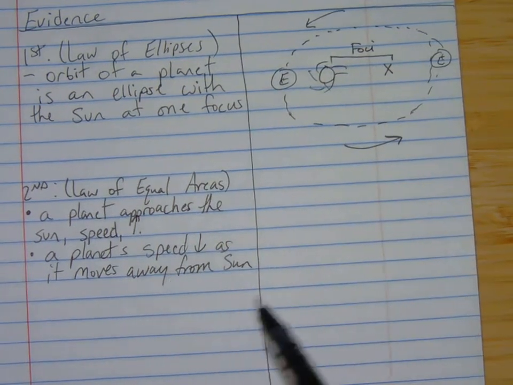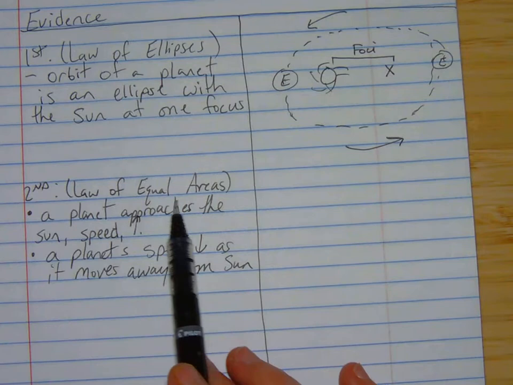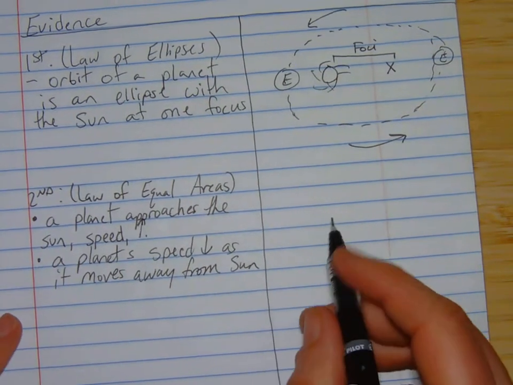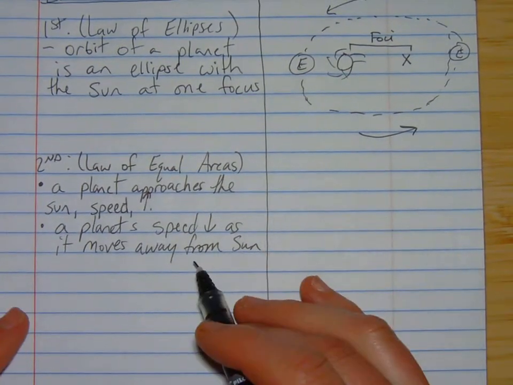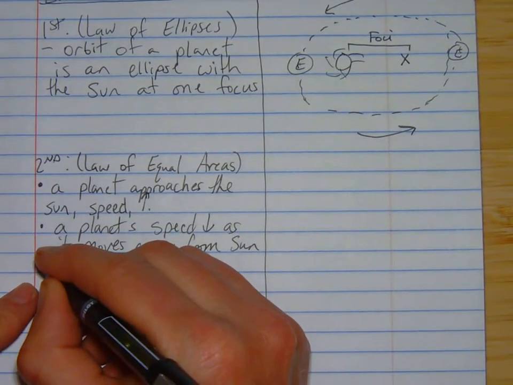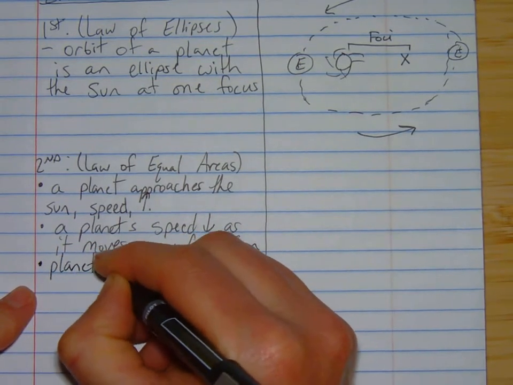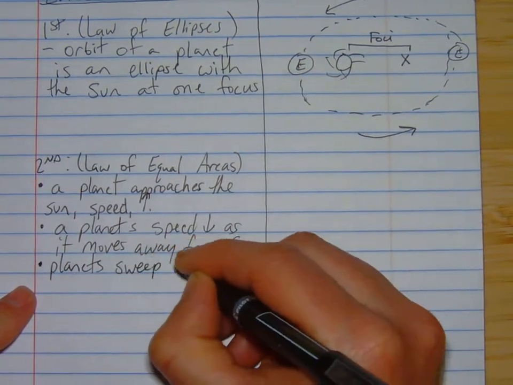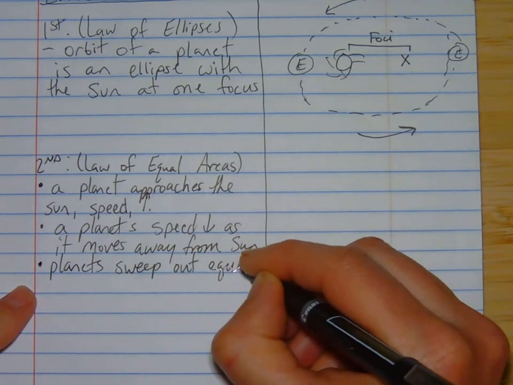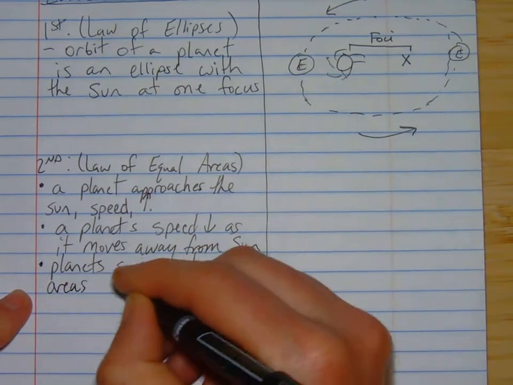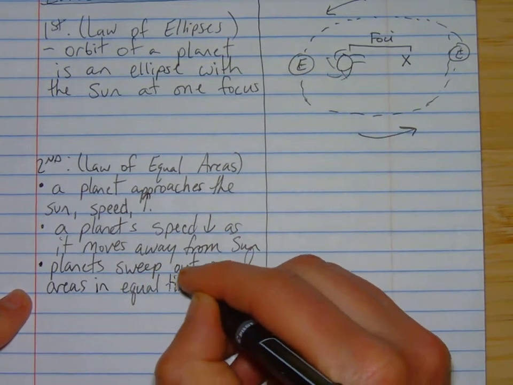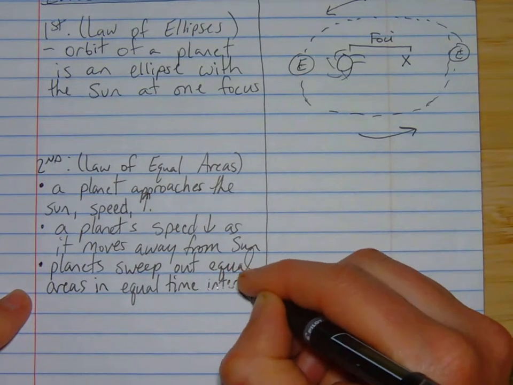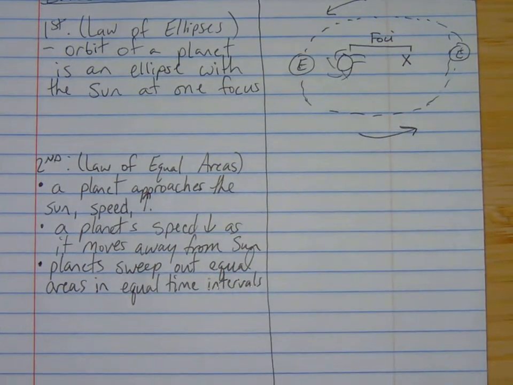That's a really important part of this, and you might be wondering, what does that have to do with equal areas? For this third bullet, just write it out, and I know this sounds strange, but don't think about it, because it won't make any sense yet. What we know is that planets sweep out equal areas in equal time intervals. Planets sweep out equal areas in equal time intervals.